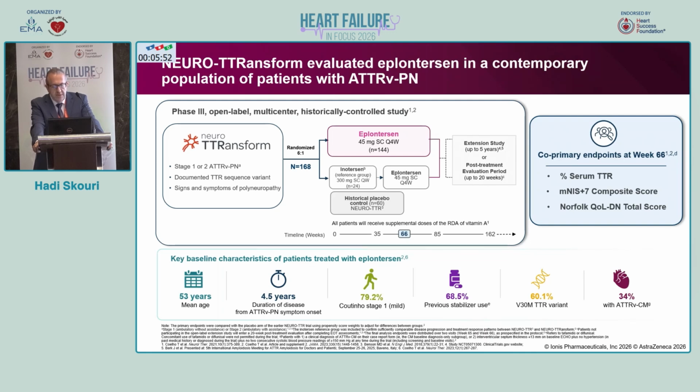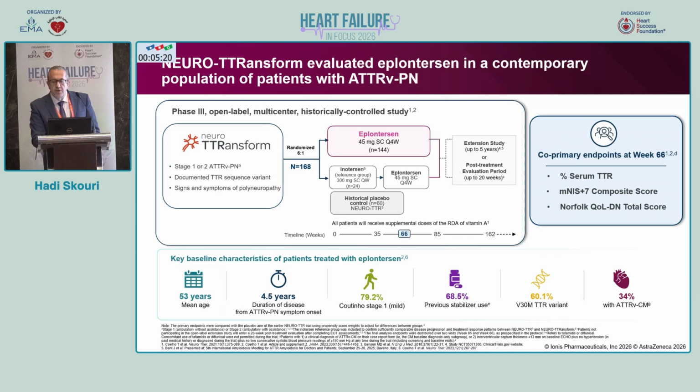in the inotersen group. Key baseline characteristics: the mean age was 53, with 4.5 years duration from symptom onset. Most of them, 80%, were stage 1. 68% had previous stabilizer use, and 60% had the V30M mutation of the TTR variant, and 34% had cardiac involvement.